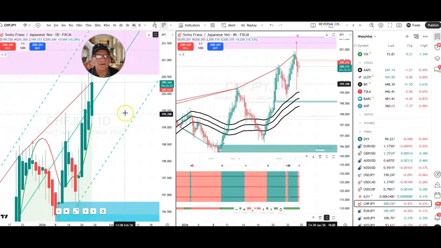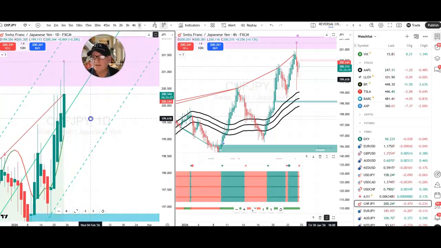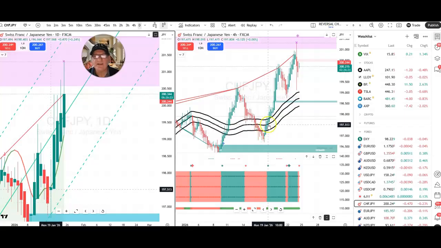Euro Yen, looking top heavy, to say the least. Again, look for the pullbacks into the 50 and then look for the price to break the 50 again. So this is quite a common theme. Comes in and then it breaks out again here. That's your buying opportunity.